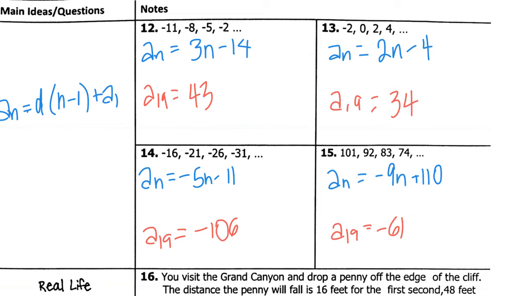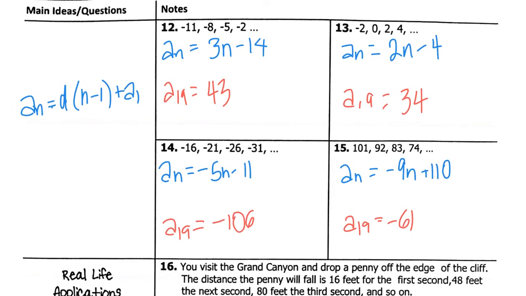So if we look at 12 through 15, for number 12, your answer is a sub n is equal to 3n minus 14, and the 19th term is 43. For number 13, your sequence is denoted by 2n minus 4, and the 19th term is equal to 34. For number 14, your sequence can be described as negative 5n minus 11, and the 19th term in that is negative 106. And then for number 15, your sequence can be denoted with negative 9n plus 110, and the 19th term in that sequence is negative 61.